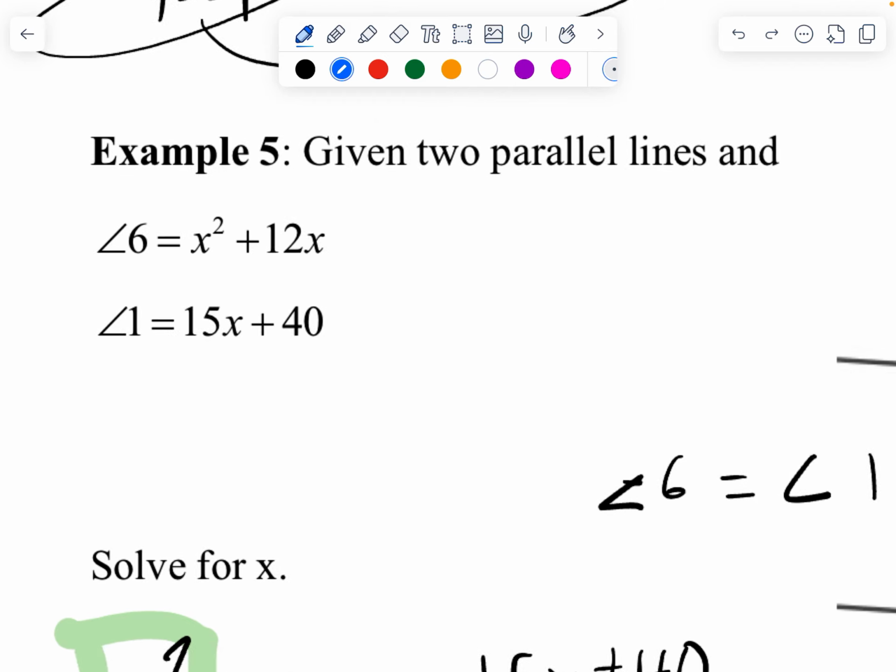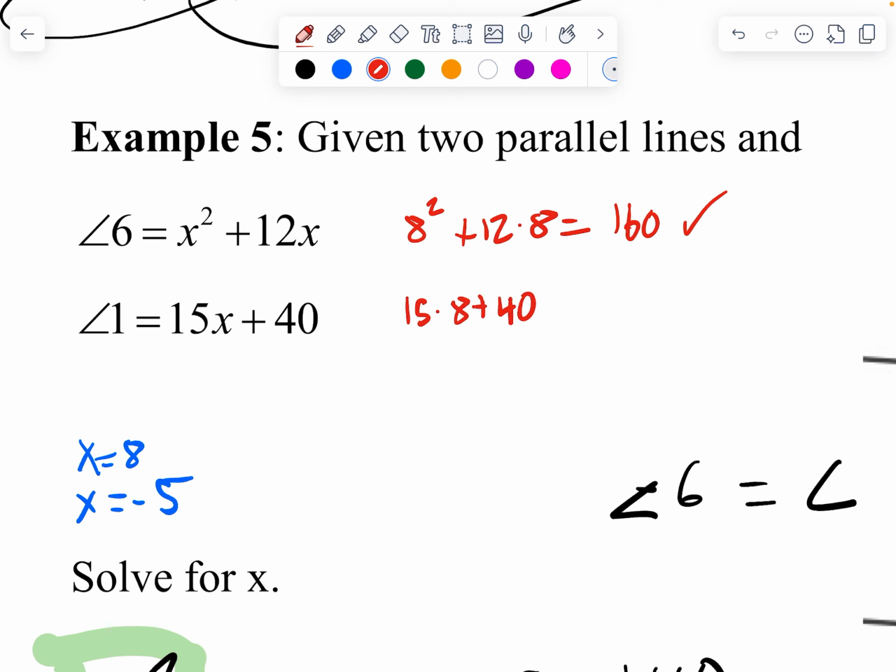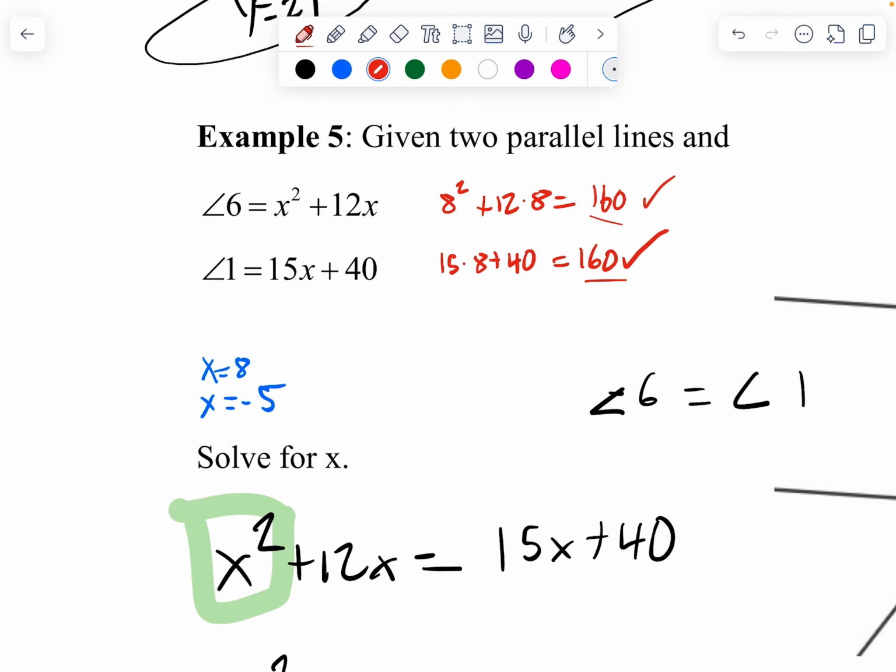So all we're going to do is go back to our original angles. We have the answers of 8 and negative 5, and you just plug them in to make sure they work, right? So let's check 8. If I plug 8 in, we get 64 plus 12 times 8, which is 96, which gives us 160. Is that a positive number? Yes. That's not an issue. Plug it into the other one, 15 times 8 plus 40. So that should give us 120 plus 40, which is 160, right? And you also know that it works because we said our angles were congruent. We got 160 both ways.